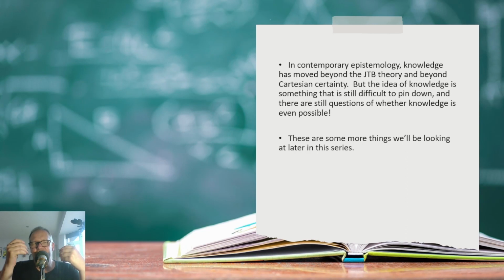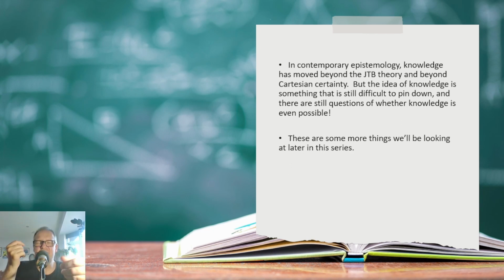And so, in contemporary epistemology, knowledge has moved beyond the JTB theory and beyond Cartesian certainty. We no longer think that knowledge must be infallible. We allow ourselves the idea that we can have knowledge, even though in the future that knowledge might be displaced by some new information and new theory. Science often works like this. So science works according to a fallibilistic theory of knowledge, but knowledge still seems to be something that's kind of difficult to pin down, and we still have questions of skepticism.